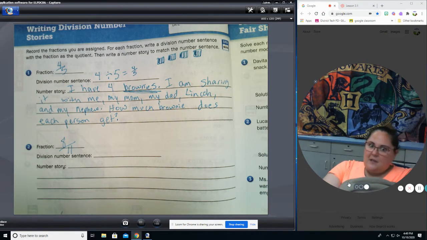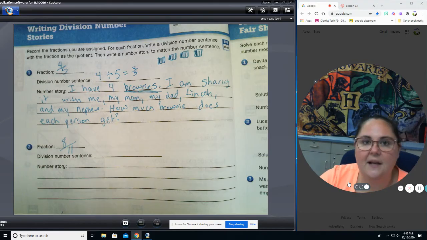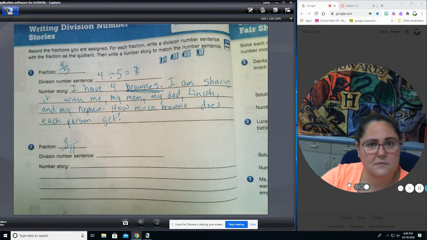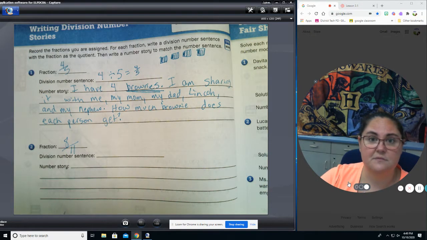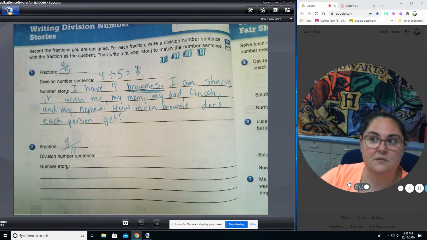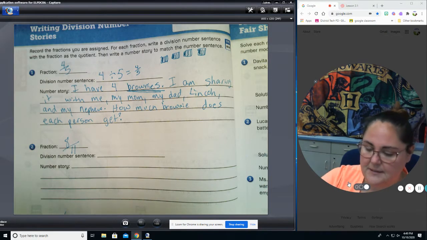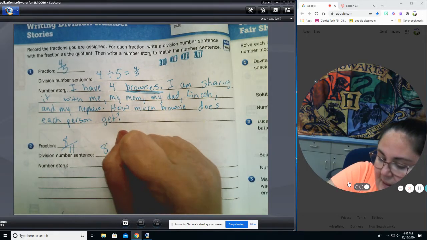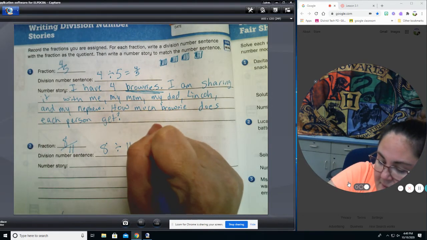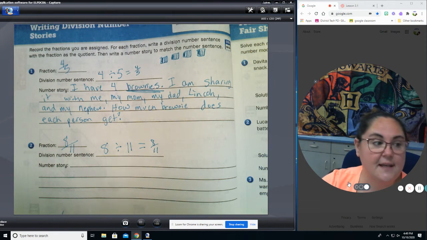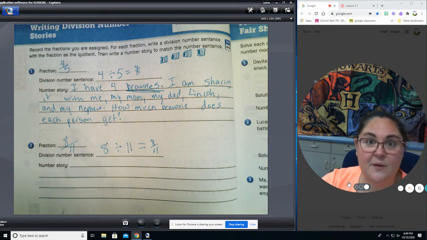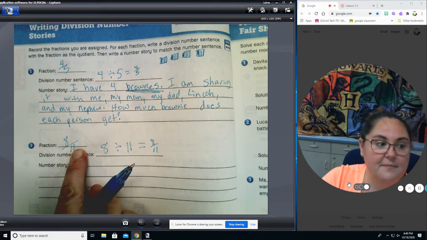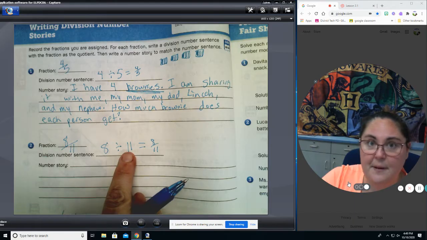8/11. So tricky. 8/11. But is it? Again, use food. The easiest thing that you can use is food. 8 divided by 11 equals 8/11. That is your number sentence. When it says division number sentence, that's what it wants you to write. My top divided by the bottom. Top number divided by bottom.